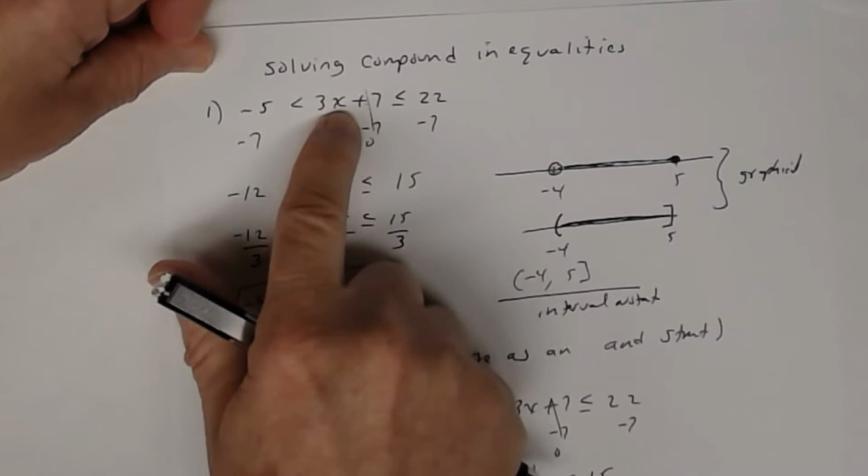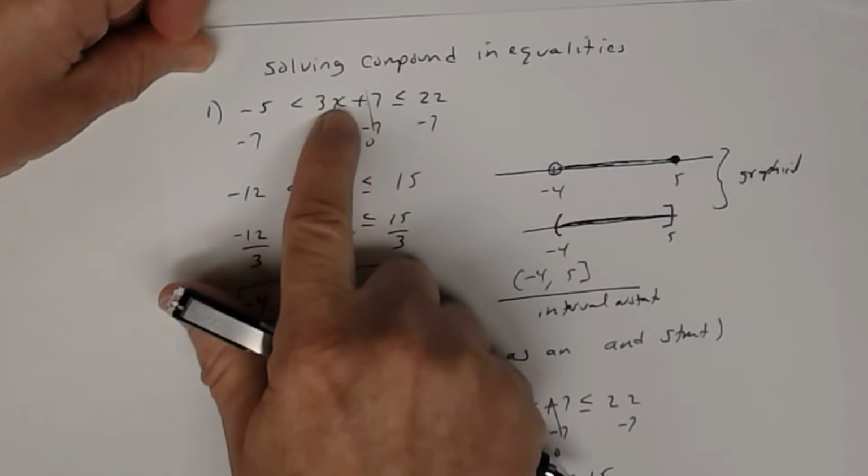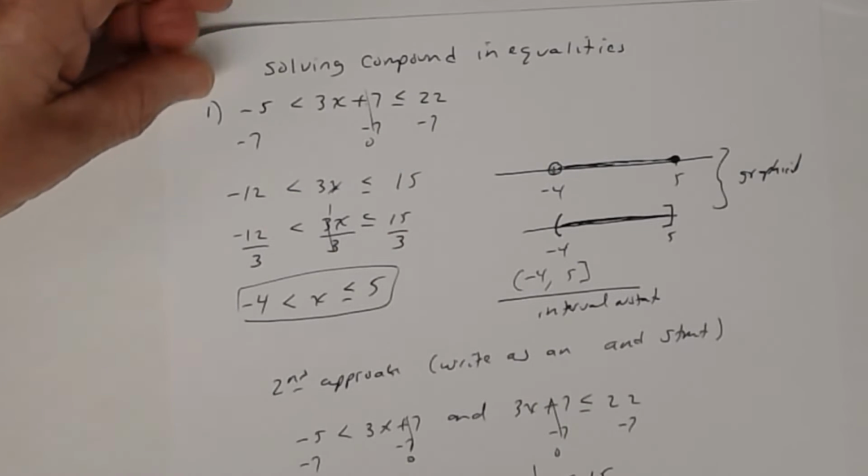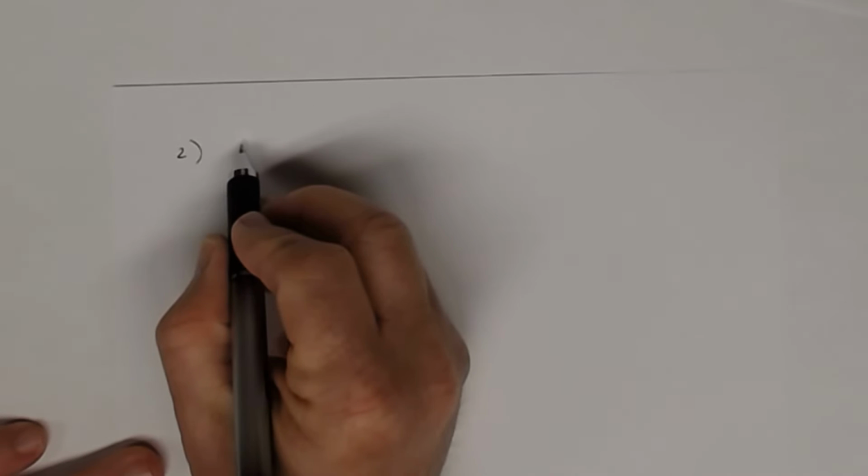-5 is less than 3x plus 7, and at the same time, 3x plus 7 has to be less than or equal to 22. Okay, so number 2. So let's do number 2. So number 2, I have this compound inequality.